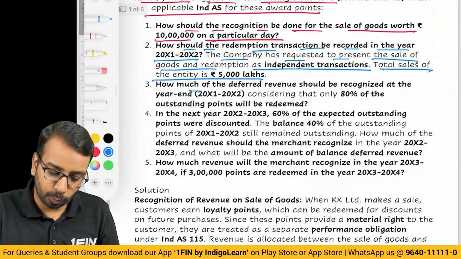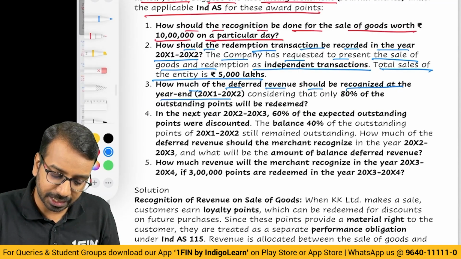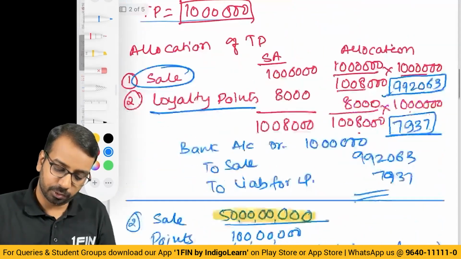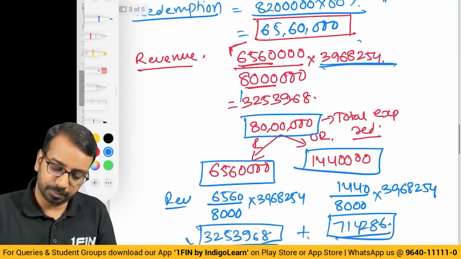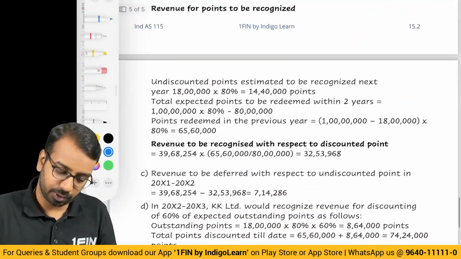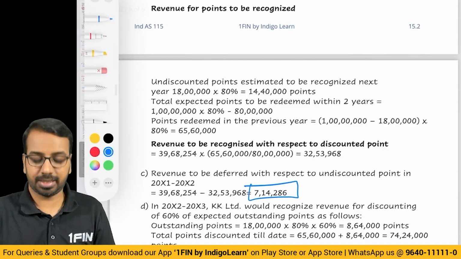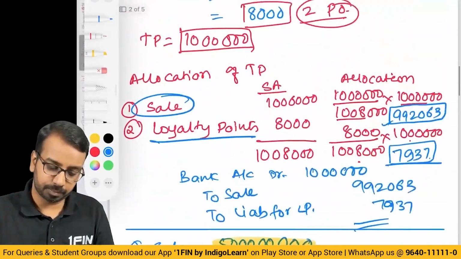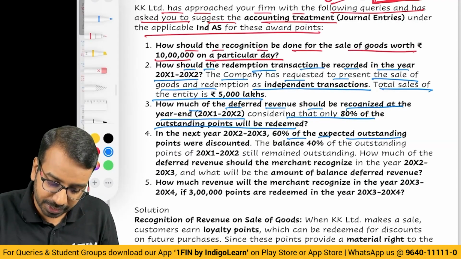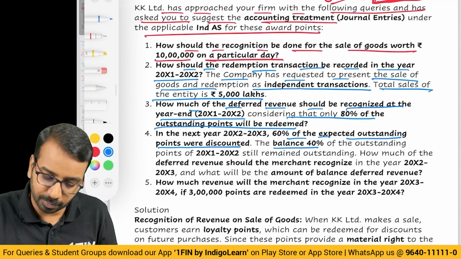Then, how much of the deferred revenue should be recognized at the year end, considering that only 80% of the points will be redeemed? So deferred revenue will be 714,286. Then, in the next year, 60% of the expected outstanding points were redeemed and the balance 40% of the outstanding points still remain outstanding.